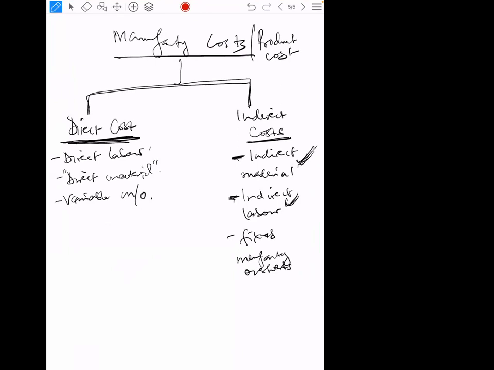Then we have fixed manufacturing overheads. There are some manufacturing costs that are incurred in the factory, but they do not vary with the level of output, such as factory rent. Your rent for the factory will be fixed throughout the period, such as depreciation for factory equipment. Not just depreciation, but for factory equipment, the one that is used in the factory. You will be given a list, and you will be required to say what type of cost this is.